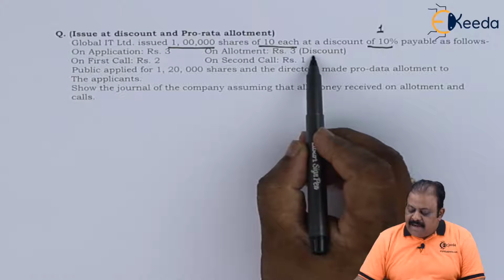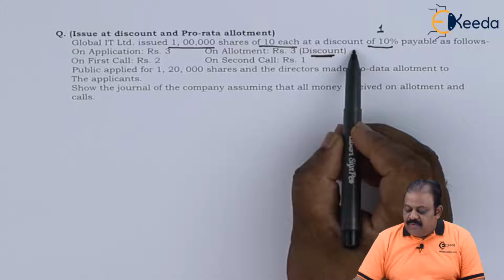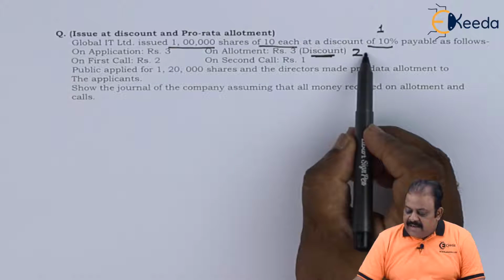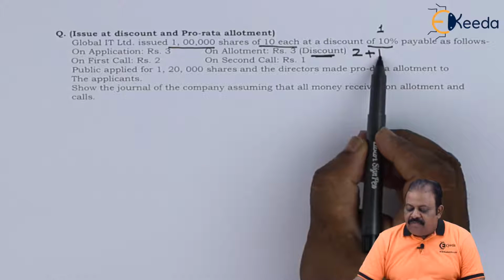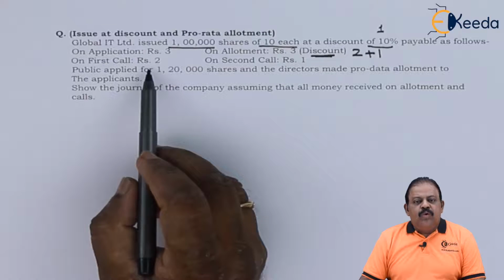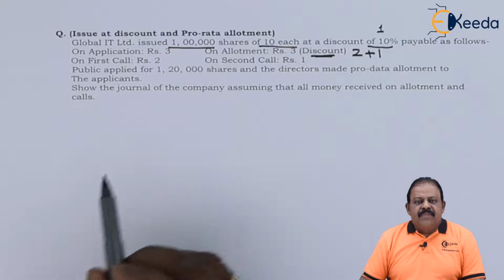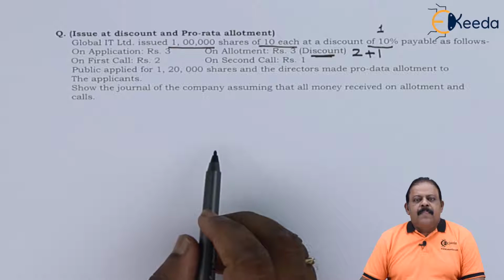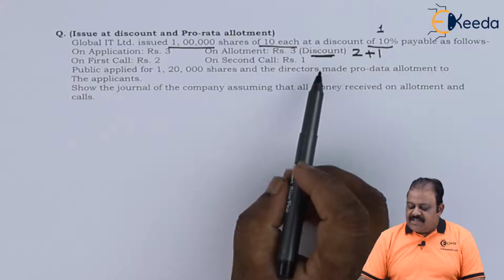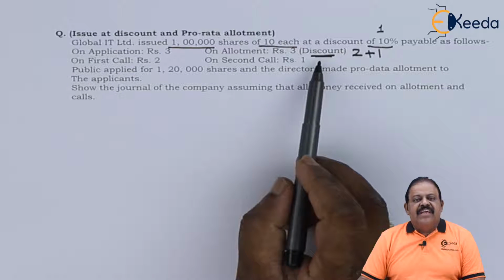Here they have said discount in brackets, which means at the time of allotment we are actually required to collect 2 rupees for shares, and there we will have to adjust 1 rupee of discount. First call 2 rupees, second and final call 1 rupee. Here you should note one thing: in the absence of information, always adjust discount at the time of allotment. Here they have specifically given it.